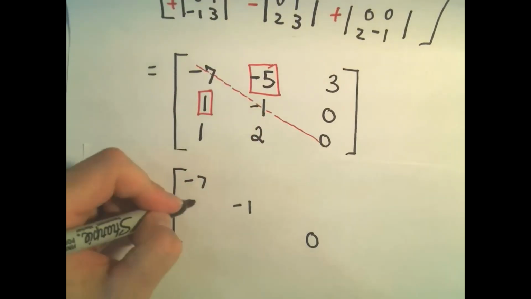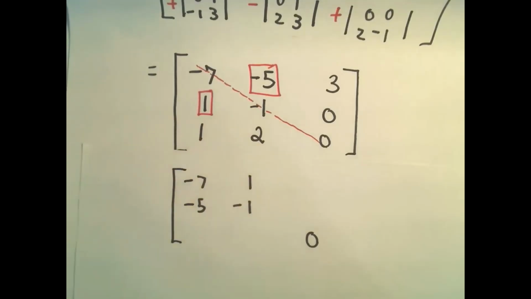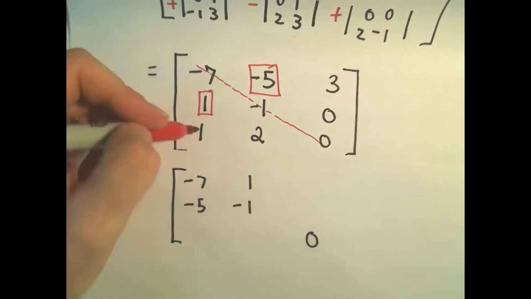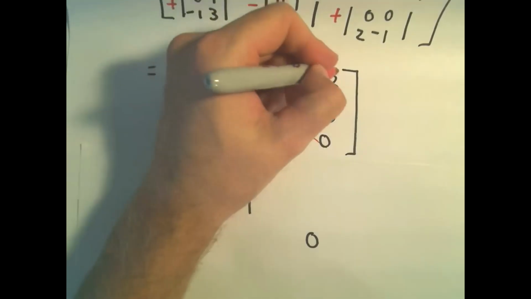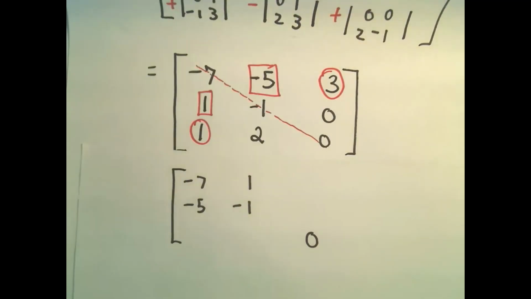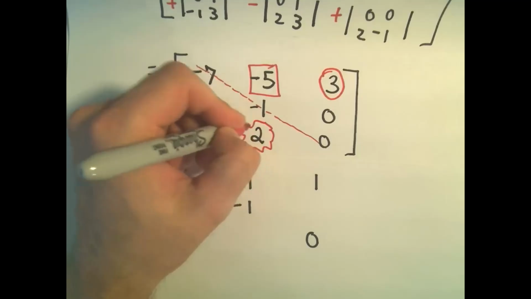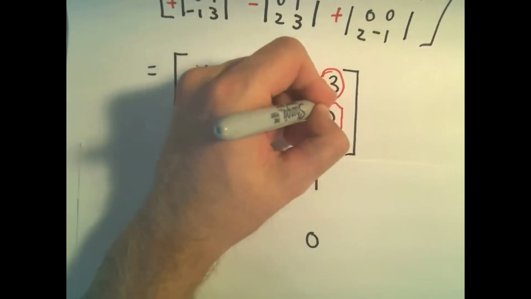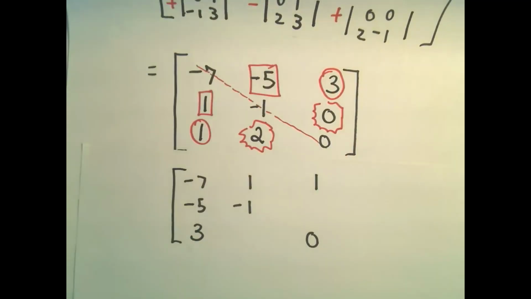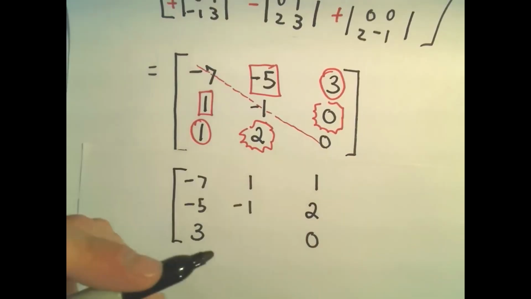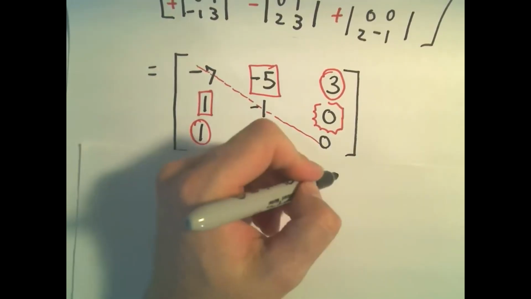So I'm going to get a negative 5 and a positive 1. Let's see. The 1 and the positive 3 switch places. So I'm going to get a 3 in the bottom left and a 1 in the top right. And likewise, the 2 and the 0 are going to switch places. So my 2 is going to go up here, my 0 is going to go down here.